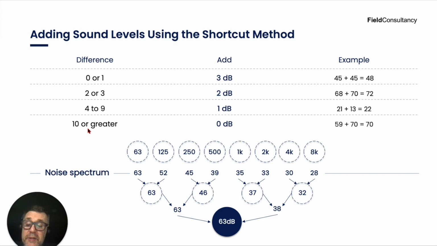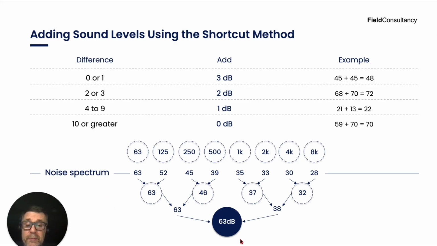Now, if the difference between two sound levels is 10 or greater, then that lower sound pressure level doesn't contribute at all to the overall sound pressure level that is heard. So if you have a 59 dB source plus a 70 dB source, the overall sound pressure level is still 70 dB.